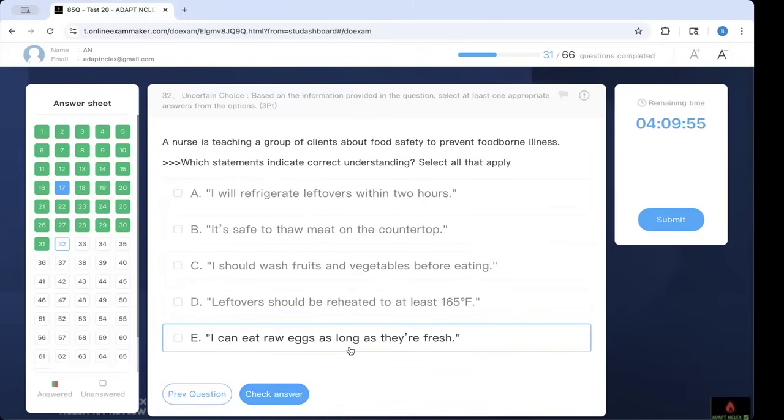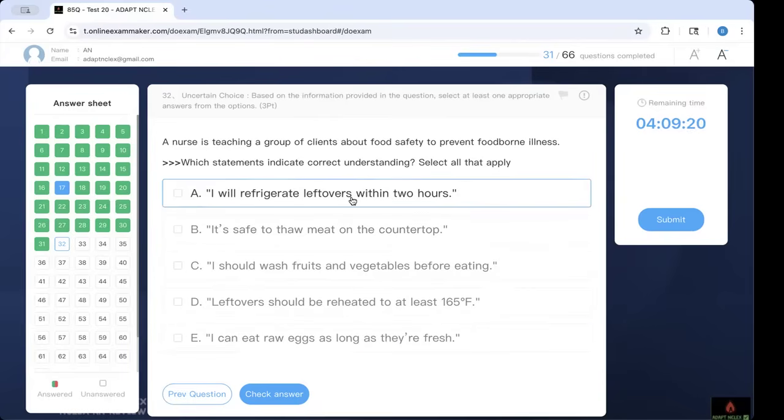And then she's teaching a group of clients about food safety to prevent food poisoning. Which statement indicates correct understanding? I will refrigerate leftovers within 2 hours. Is that okay? It is safe to thaw raw meat on the countertop. I should wash fruit and vegetables before eating. Leftovers should be reheated to at least 165 degrees Fahrenheit. I can eat raw eggs as long as they are fresh. Which one? This is food hygiene, nutrition. What do you think? I will refrigerate leftovers within 2 hours. Correct. That's good.